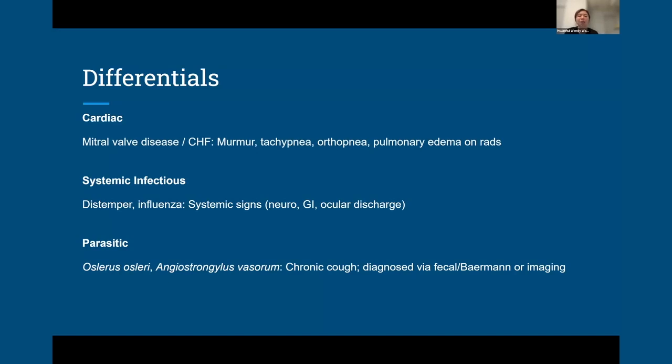Cardiac disease again can be common, but we'll often hear more of a murmur in our pets when there's cardiac disease. Another differential is systemic infections like distemper or influenza, but again, there'll be more systemic signs such as neurological signs, GI signs, or ocular discharge. And parasites can cause it when there's heartworm disease or irregular migrations of roundworms and or lungworms, but this will be a more chronic cough, and it'll also depend on the parasitic prevention of the pet as well as the region the pet lives in.